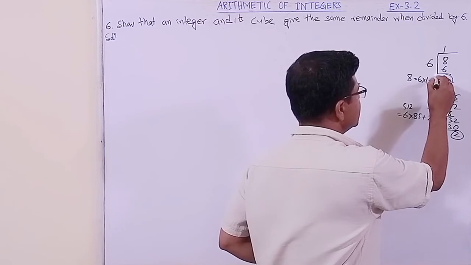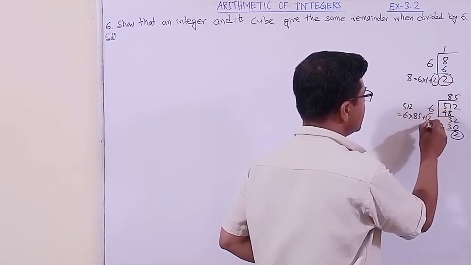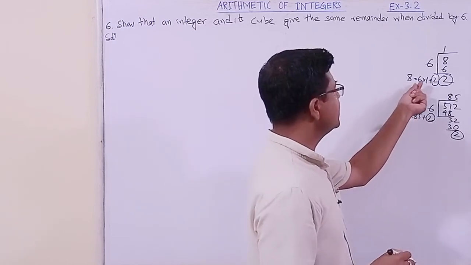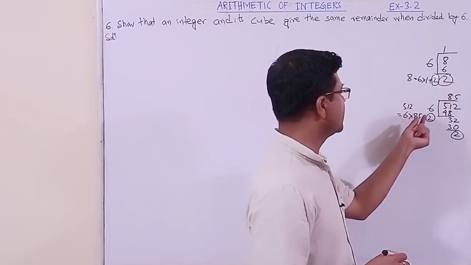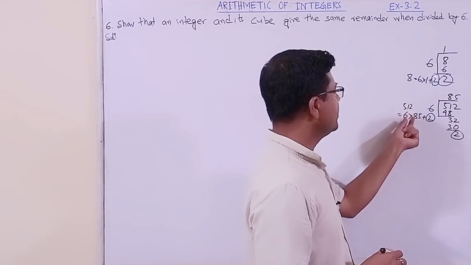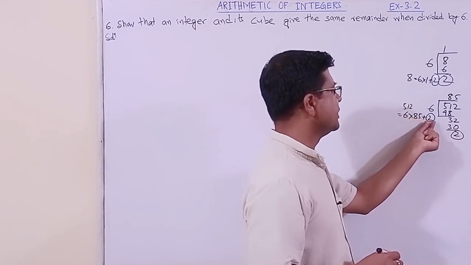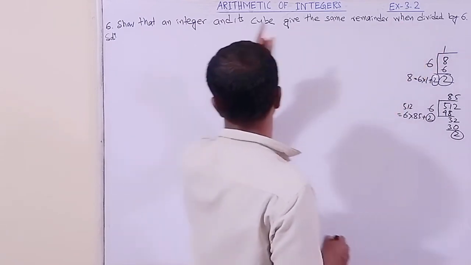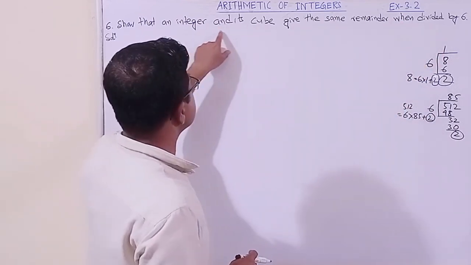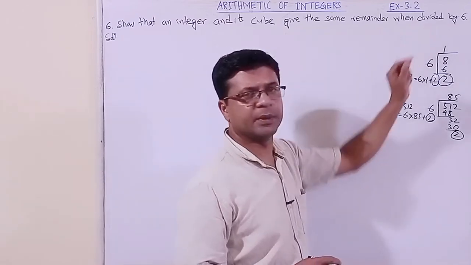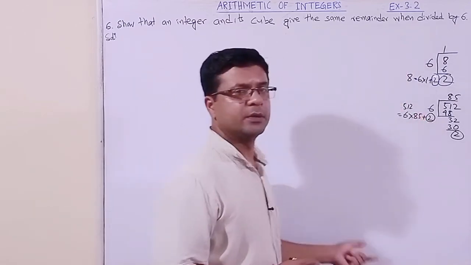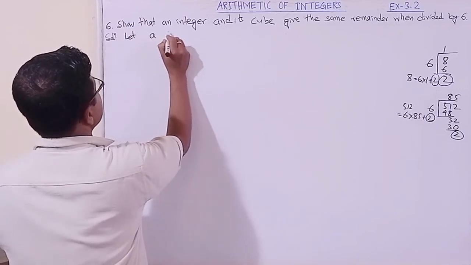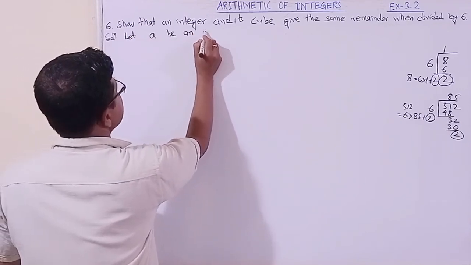These two numbers are the remainders. I write 8 as 6 into something plus 2, that is the remainder, and 512 as 6 into something plus the remainder. So if these remainders are the same, then we can reach the conclusion that an integer and its cube give the same remainder when divided by 6. Just showing it is not enough; we have to do it in a systematic way. So let a be an integer.